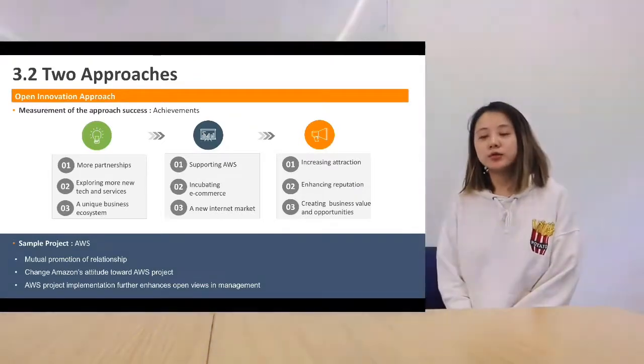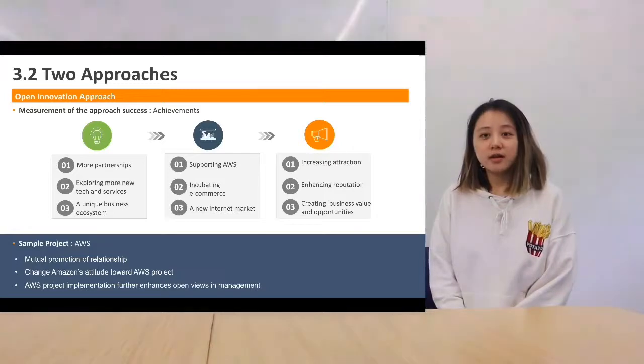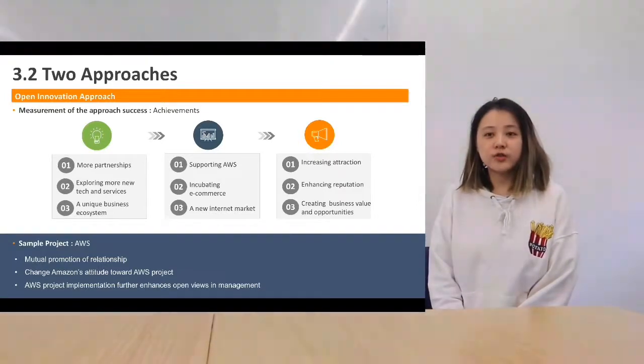Okay, now I will introduce two approaches. The first is the open innovation approach. I will assess the approach based on achievements. There are three important achievements.